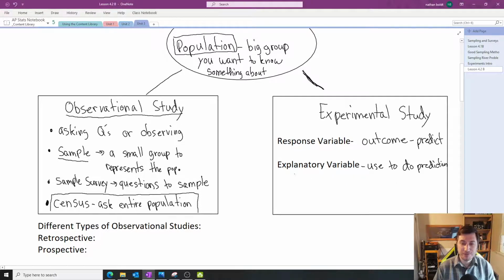You can also think of it as the thing you are going to change. What are you going to change in your experiment? Also sometimes known as the treatment. And so you do this study and you then measure the outcome, the response variable.